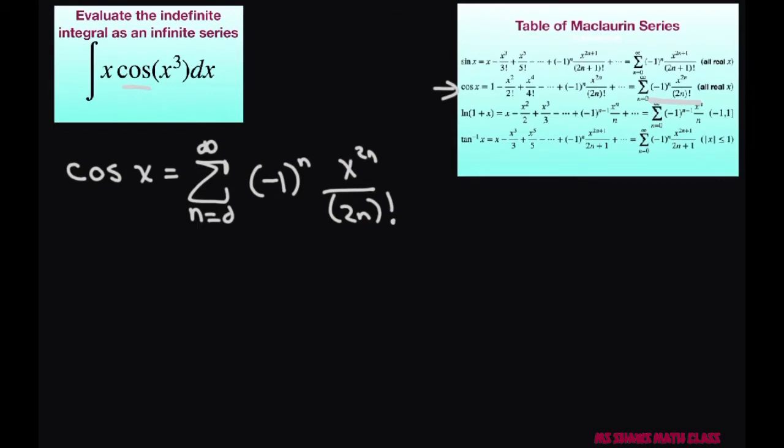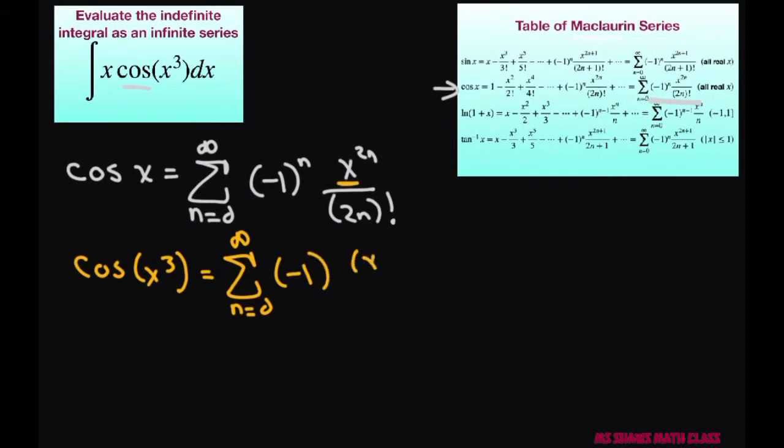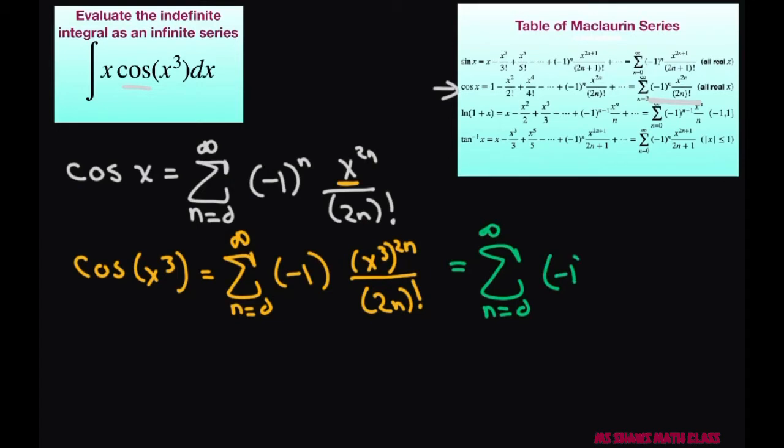All right, now let's look at cosine of x cubed. Now all you do there is copy everything down, and instead of x, we're going to put x cubed, divided by 2n factorial. Now simplifying this, this is going to give you the sum from n equals 0 to infinity of -1 to the nth power, and this is going to be x to the power of 6n divided by 2n factorial.